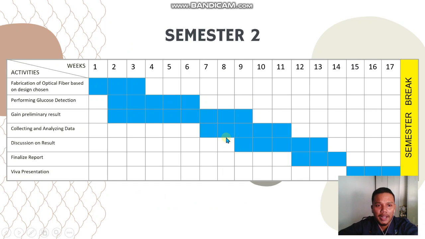For my semester 2 plan, I plan on week 1 until week 3 for fabrication of optical fiber based on the design chosen. From week 2 until week 6, I will perform the glucose detection and gain preliminary results from week 2 until week 9. Collecting and analyzing data will be from week 7 until week 11.